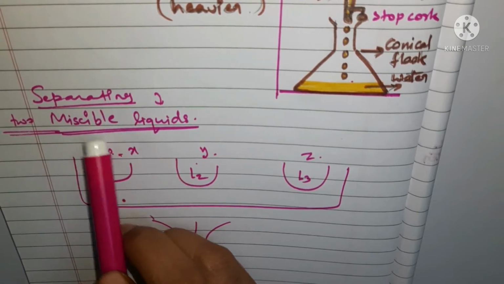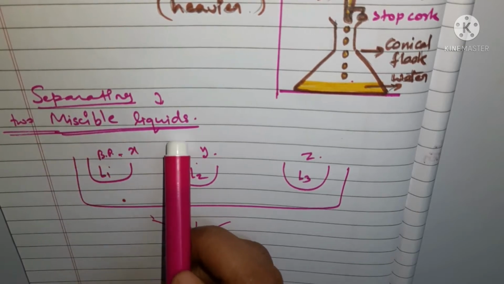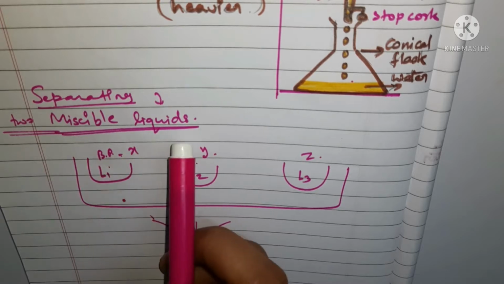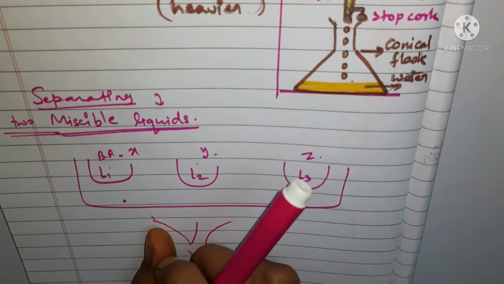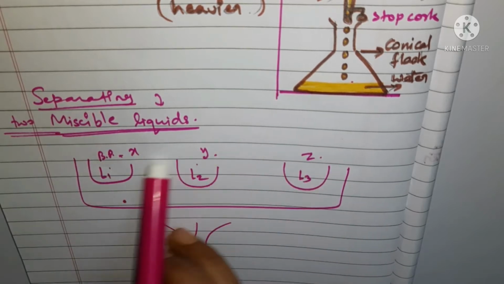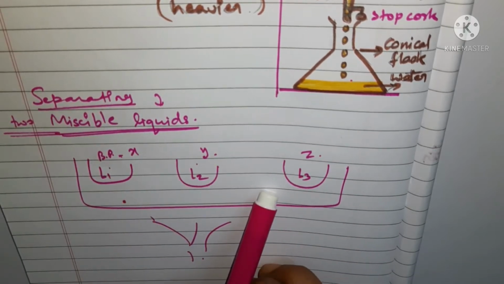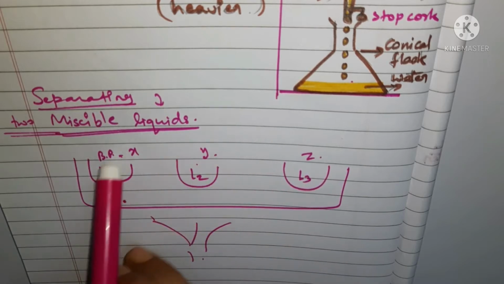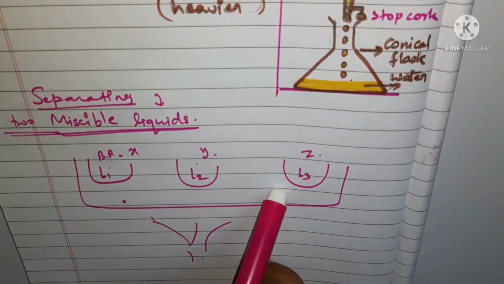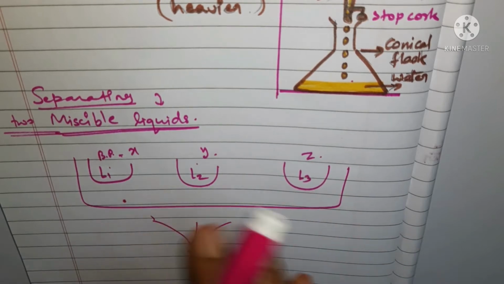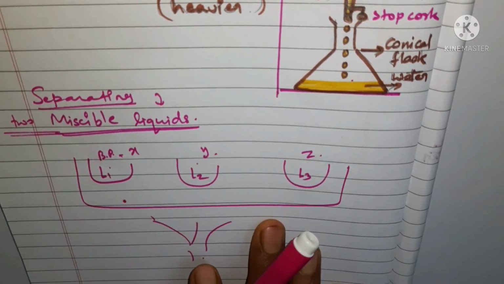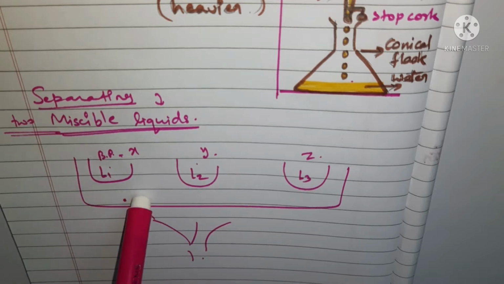Miscible liquids are liquids which mix together in all proportions and form a single layer. You will not be able to find any other layer in miscible liquids. All the two or three liquids are going to dissolve in each other properly. They are going to mix up in each other properly. So what type of method are you going to use here?